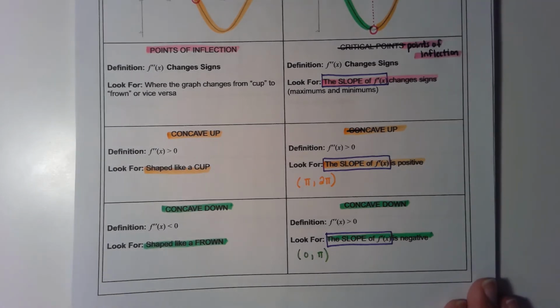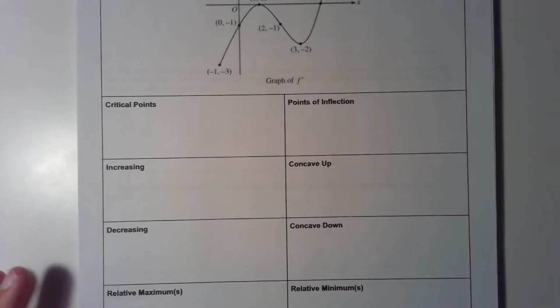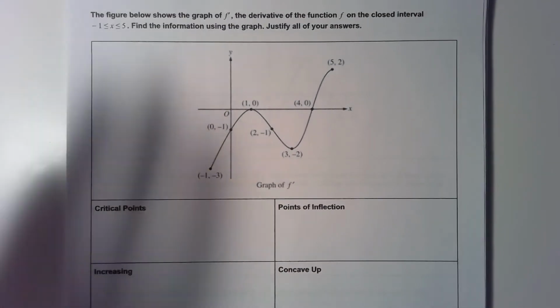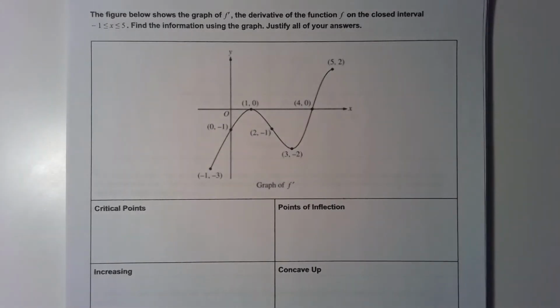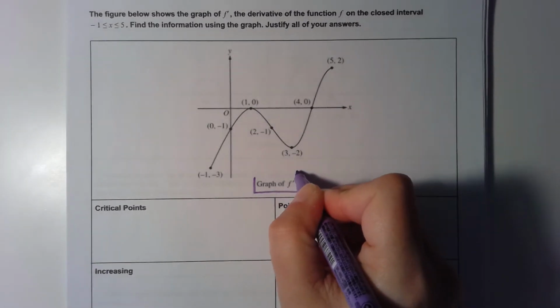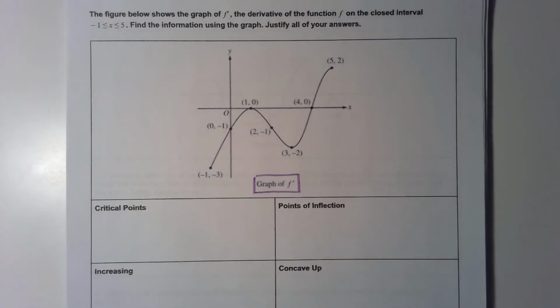So what does this look like? How would we do a problem using all of these connections that we've been talking about? Well, I'm going to tell you on an assessment like the AP test, 99 times out of 100, you're going to be given the graph of f prime. So it's really important to realize that you are almost always going to be looking at the graph of f prime, not the graph of the original function.